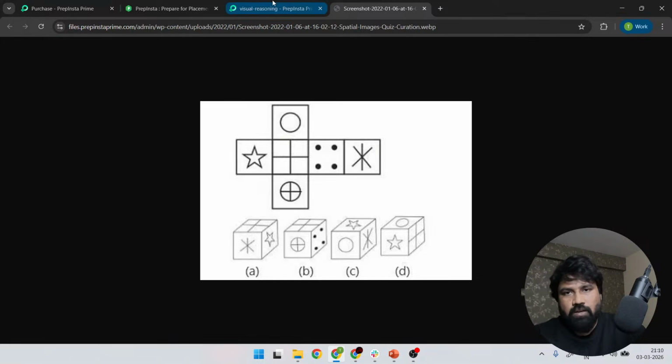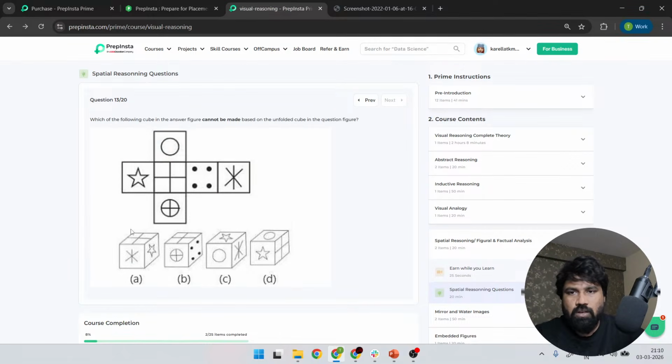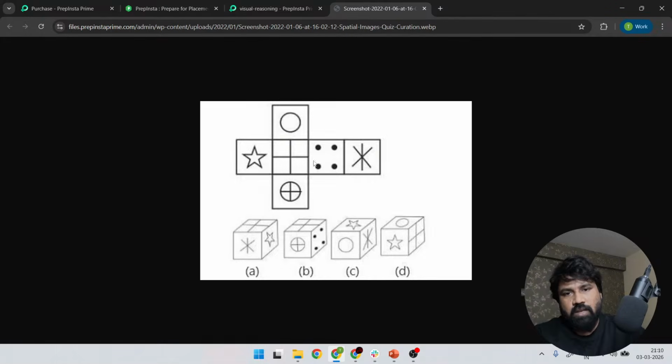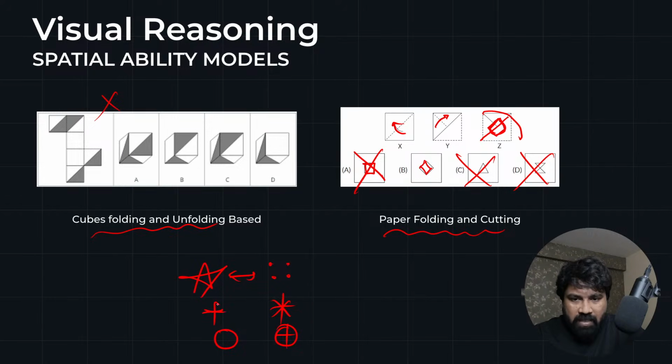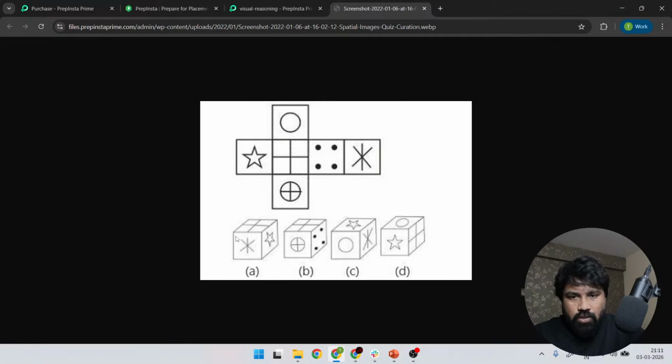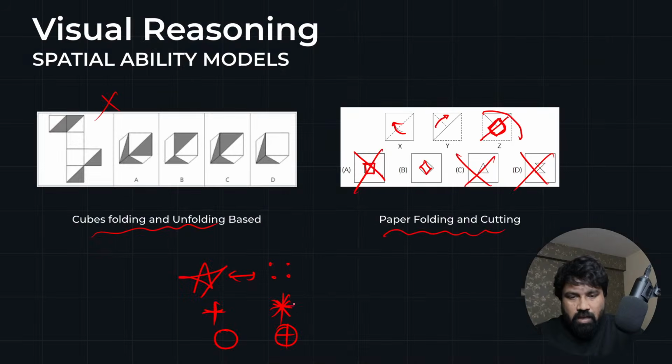So which is the valid one? What are they asking for? What cannot be made? Cannot be made means you can't see opposite faces at a time. See, star and dots. Star, plus and this. A cannot be formed. See, plus and star we are looking at a time. So A cannot be formed. Let's see B. Circle, 4 dots, plus. So circle is there, plus is there, 4 dots is there. All are from different pairs. So B is valid.